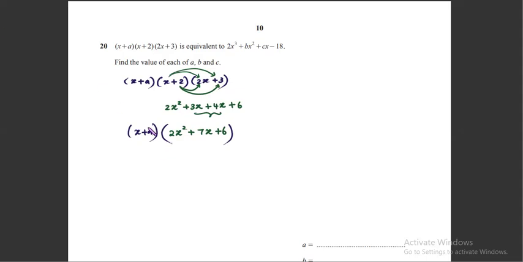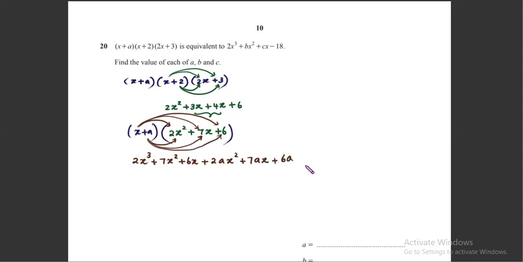So then I'm going to multiply x and this 2x squared, which becomes 2x cubed. Then I'm going to multiply x with this 7x, which becomes 7x squared. Then x and this positive 6, which is equal to 6x. Then a and this 2x squared, which is 2ax squared. Next, I'm going to multiply this a with this 7x, which is 7ax. And this a, I'm going to multiply with this plus 6. That's equal to 6a.